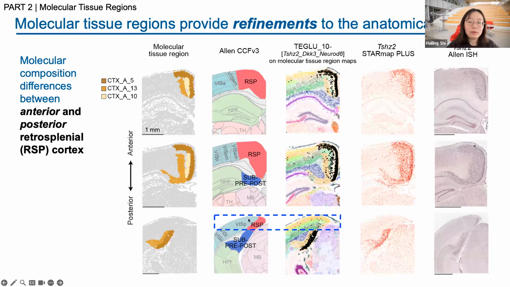So our study can provide insights into a recent related study which identified that this posterior retrosplenial cortex specifically has function in memory formation that involves visual function in rodents. So we propose that the molecular tissue region may be a more accurate aspect in delineating the retrosplenial cortex definition and its subregions compared to the definition solely based on cell and tissue morphology.